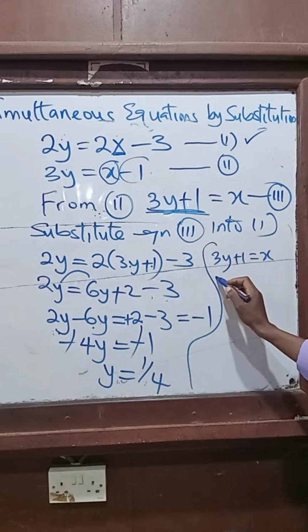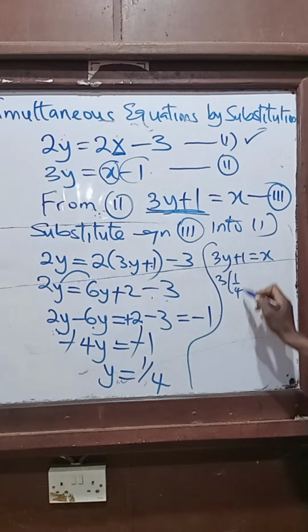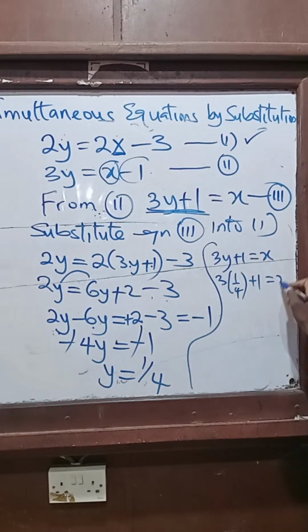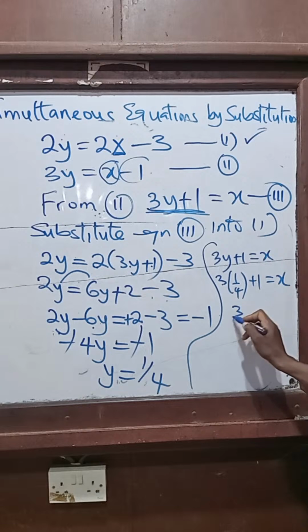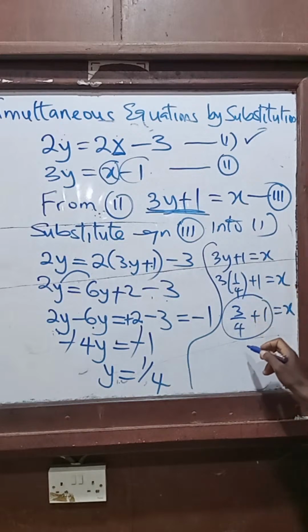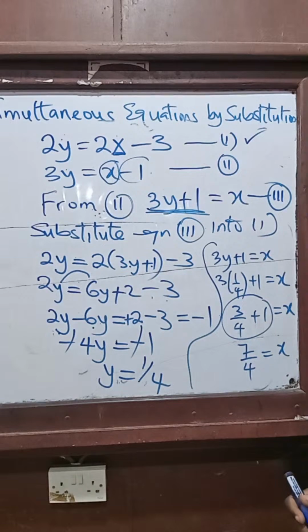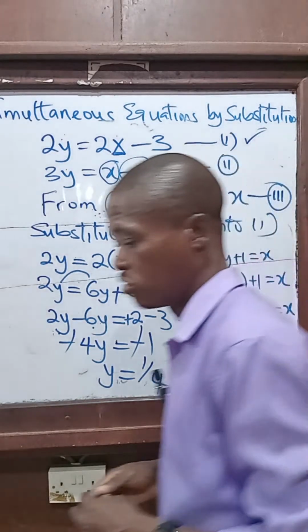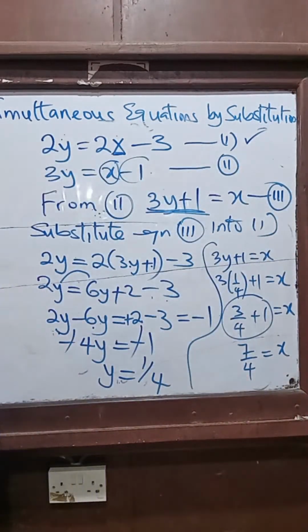So that will be equal to 3 times 1 over 4 plus 1 equal to x. And that will be 3 over 4 plus 1 equal to what? Equal to x. And that will be equal to, if you do the algebra, 3 over 4 plus 1, that will be 7 over 4 equal to x. Okay, that's 7 over 4 equal to x.